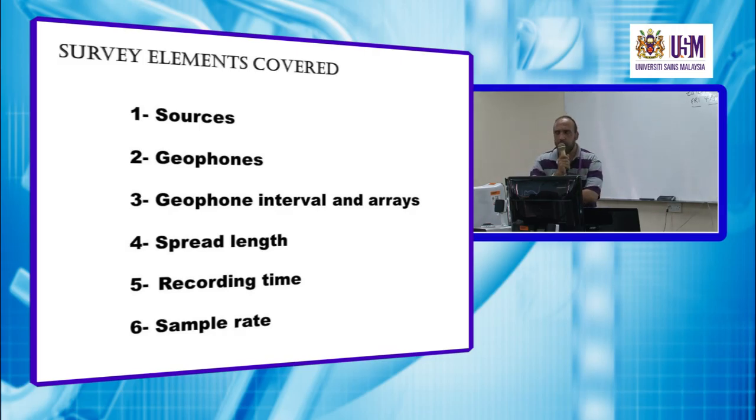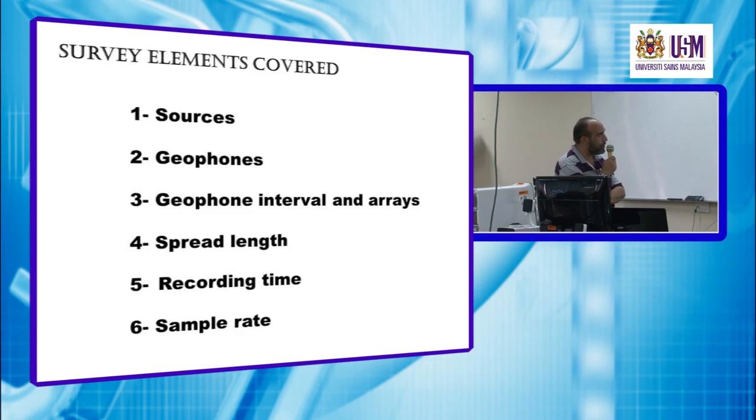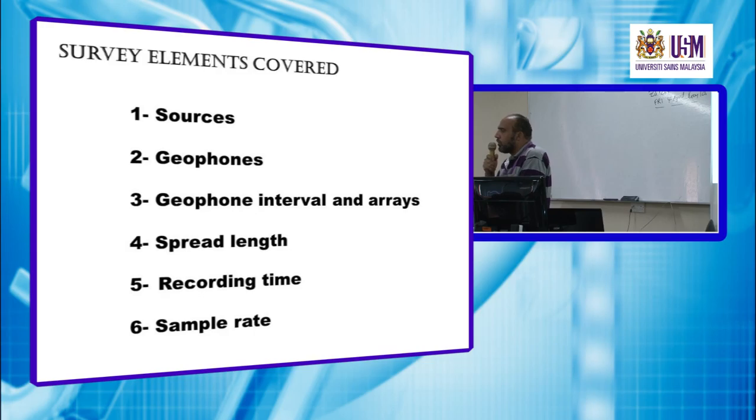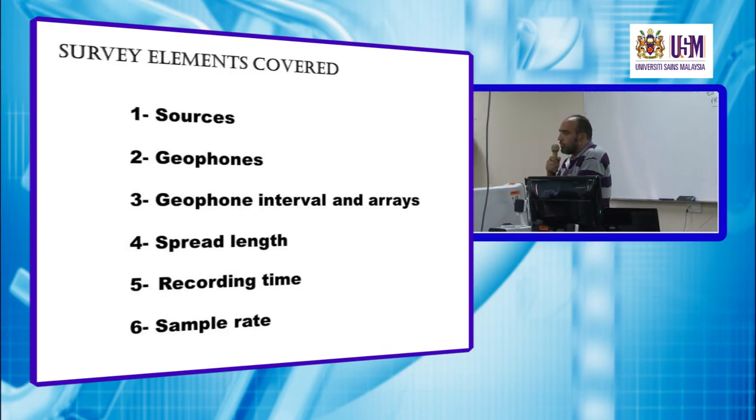So how to choose the geophone intervals and the length of the array is related to the depth of investigation, and also the resolution I'm looking for, which here is the spread length. Recording time: how much time I need the instrument to record. That's very important to understand, because it's related to the depth of investigation. If I'm going deeper, I'm expecting to record a longer time. For shallow, I will use a shorter time.